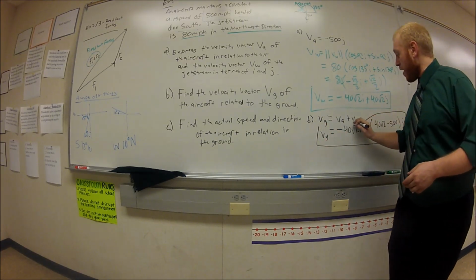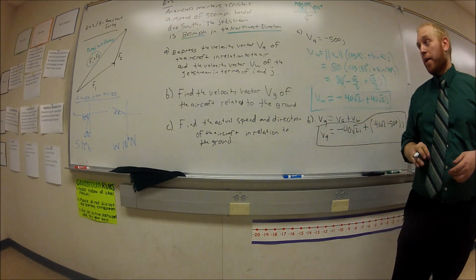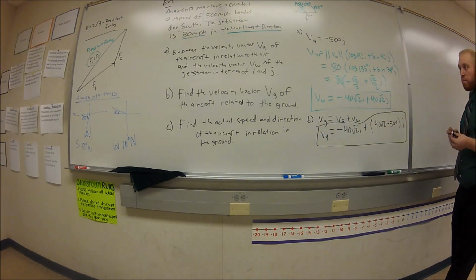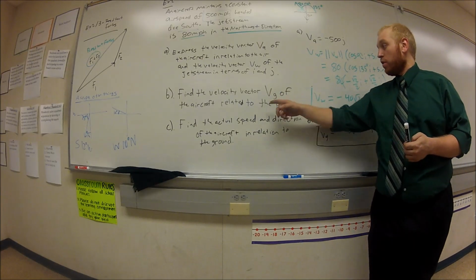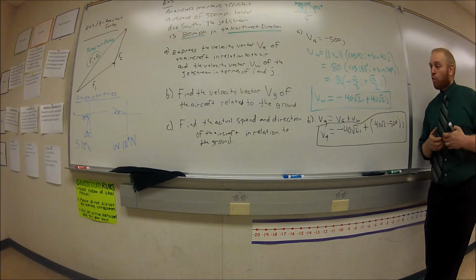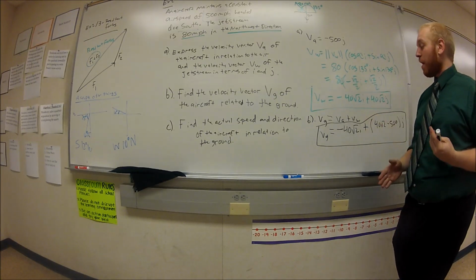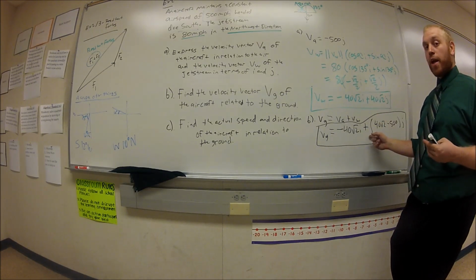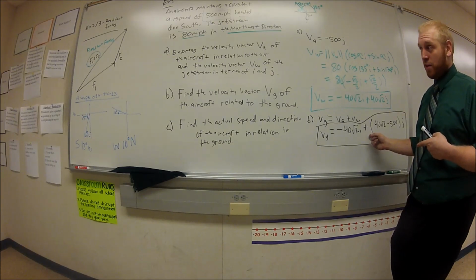The biggest thing you had to recognize is that they wanted you to add. So make sure you mark on part B: if it's talking about the velocity vector of the aircraft in relation to the ground, it's talking about adding the forces. We need to know how much that plane is being affected by the wind. Although that was complicated, it tells us how much the plane is being affected by the wind.